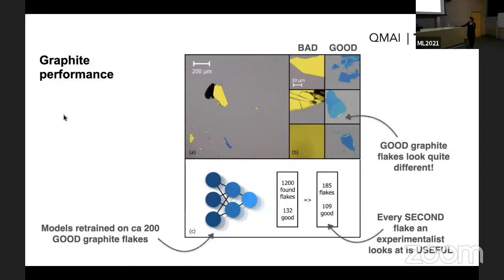So then when we got the graphite flakes, we just retrained the whole network on only 200 good flakes. And it works. After doing these 3 models, with the same method as before, I get into the regime where every second flake is useful to an experimentalist in that group. So this is good, right? Because they only had to collect very little.